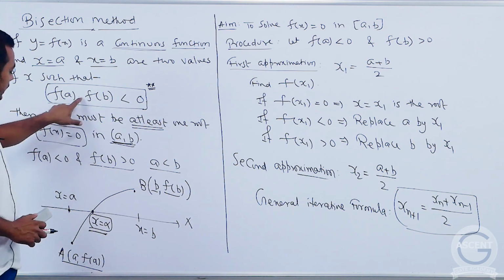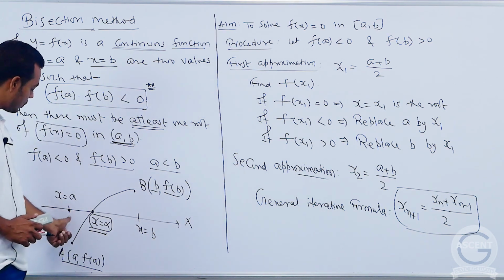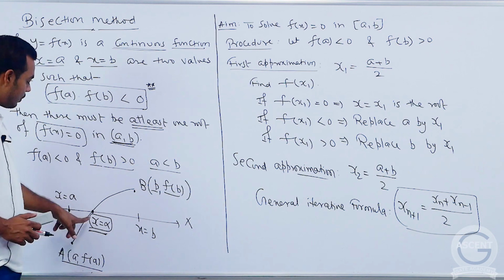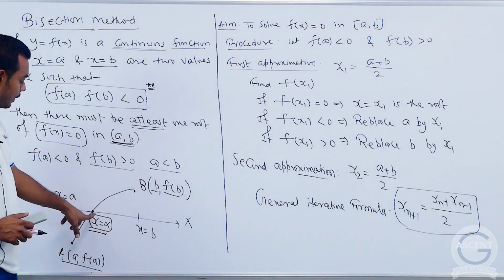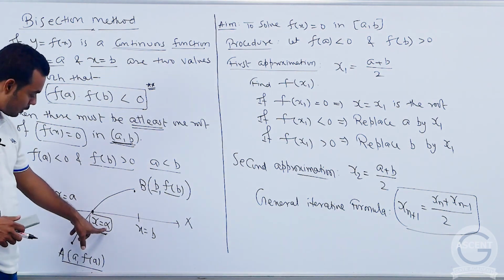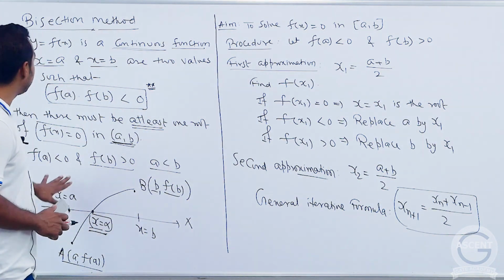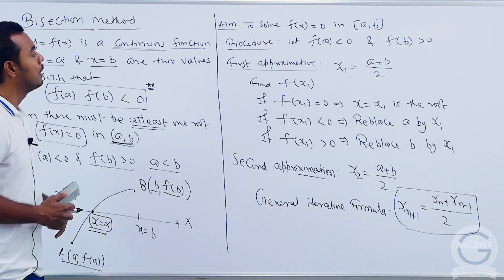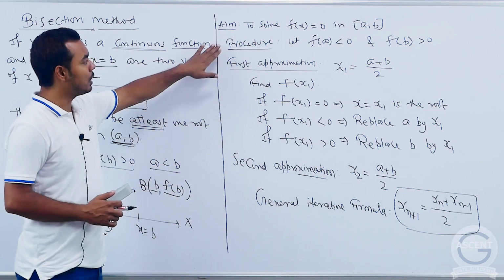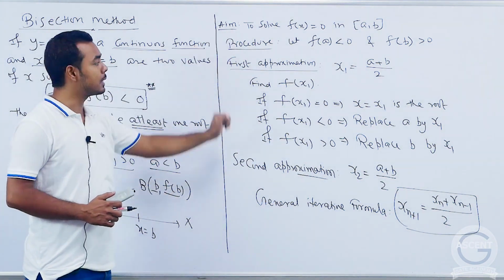So whenever this condition is satisfied, there must be at least one point between a and b where f of x will be 0, and the value of x at the point where f of x is 0 will be the root. Okay, so this is the basic principle behind the bisection method. Now we are going to see the procedure to solve any equation using this bisection method.